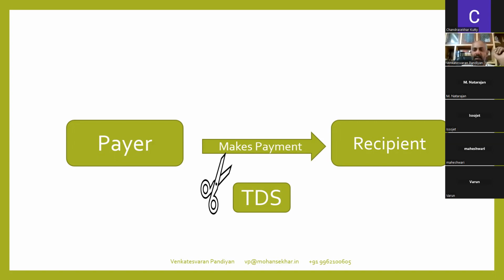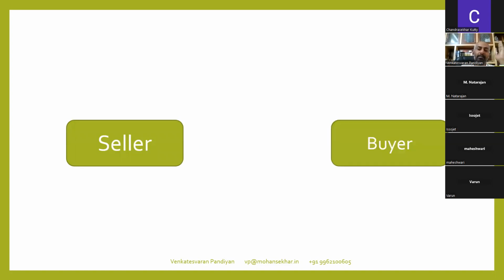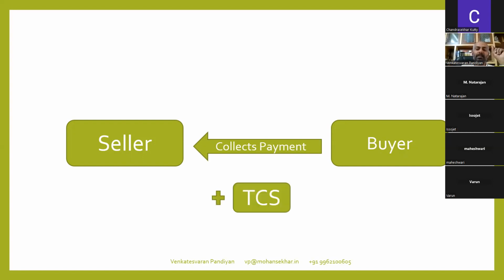On the other hand, when there is a seller and he sells his goods to the buyer, and then he collects money, he adds a portion, which is called tax collection at source. The examples for TDS could be, as I already said, salaries, interest paid, consultancy charges, or rent paid.